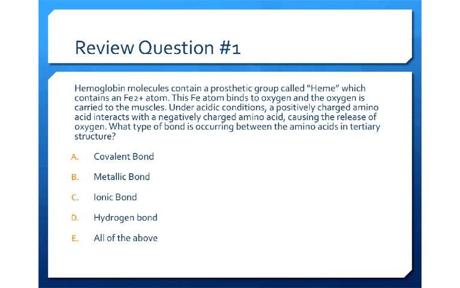The first question states, hemoglobin molecules contain a prosthetic group called heme, which contains an iron Fe2+ atom. This iron atom binds to oxygen, and the oxygen is carried to the muscles. Under acidic conditions, a positively charged amino acid interacts with a negatively charged amino acid, causing the release of oxygen. What type of bond is occurring between the amino acids in tertiary structure?